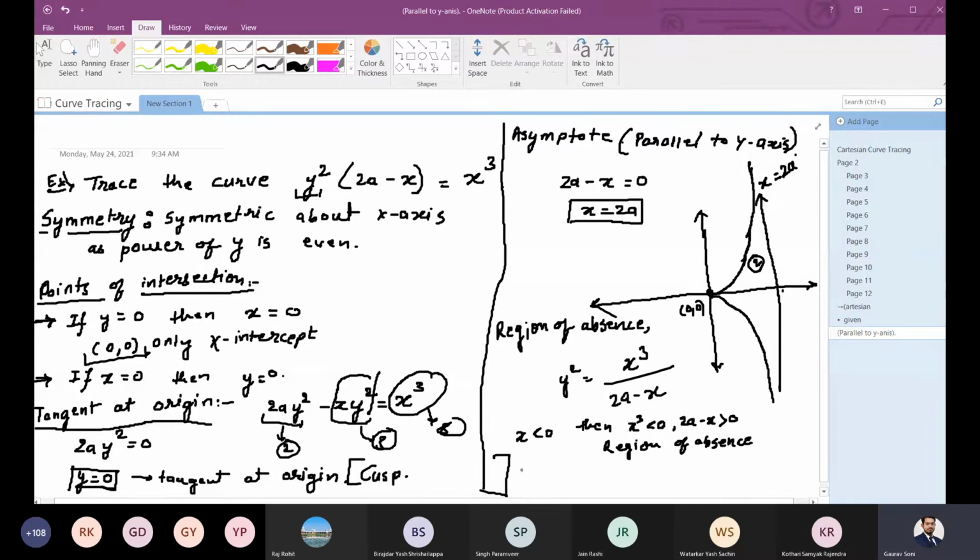Now I will take x greater than 2a. If x is greater than 2a, then x cube is of course positive and 2a minus x will become less than 0. So even this is the region of absence. So what we have proved is our curve exists only in the region 0 to 2a. Is there any doubt? If yes, please ask, or else I'll go ahead.